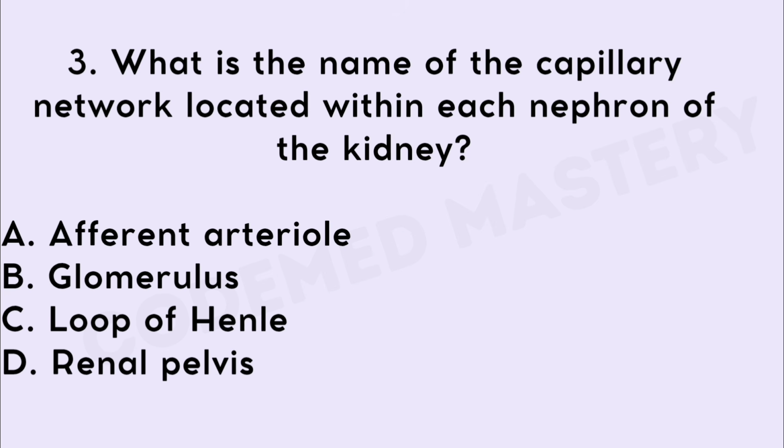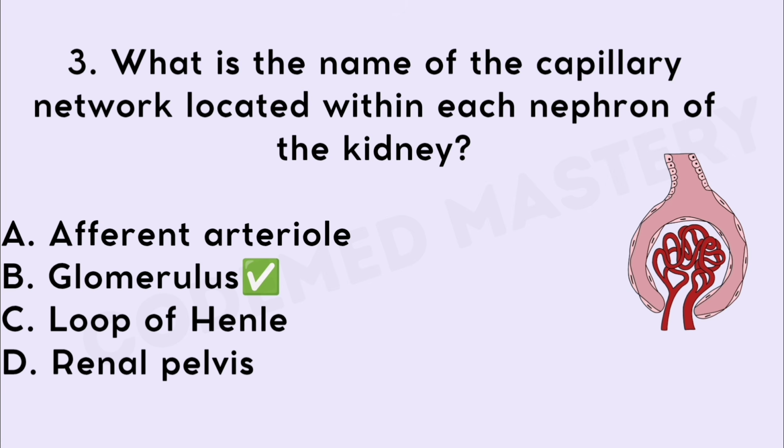Next question. What is the name of the capillary network located within each nephron of the kidney? Option A, efferent arteriole. Option B, glomerulus. Option C, loop of Henle. And option D, renal pelvis. The right answer is option B, glomerulus. Glomerulus is a cluster of capillaries responsible for filtering blood during urine formation.